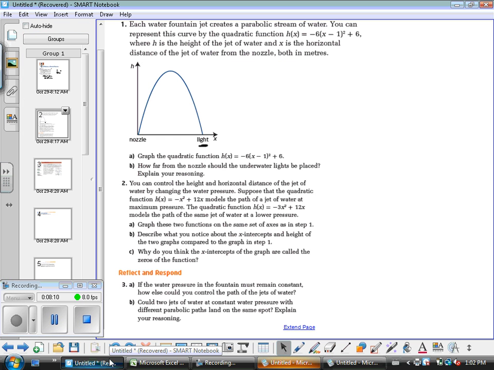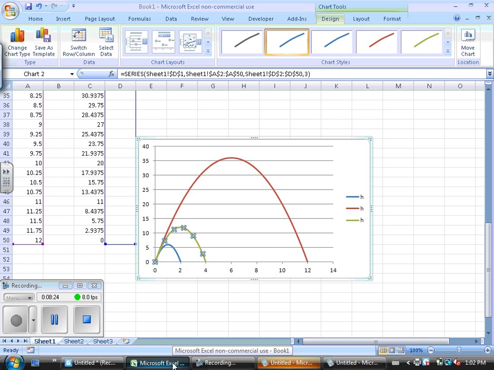And the other thing that they ask: why do you think the x-intercepts of the graph are called the zeros of the function? Well, you can obtain those x-intercepts by setting the value of the function, or the value of y, to 0. Because looking at those graphs, you have the x-intercept when y is equal to 0.